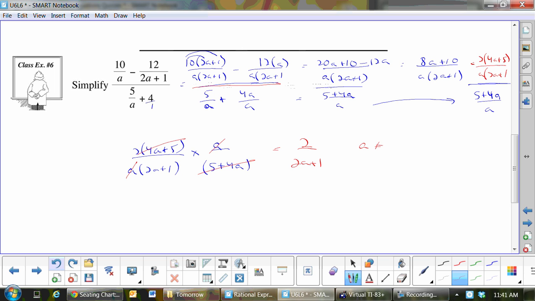a cannot equal 0. Negative 5/4 is bad here. And negative a half is bad here. And the other denominators that we missed? Looks good. So it cannot equal negative a half. And it cannot equal negative 5/4.